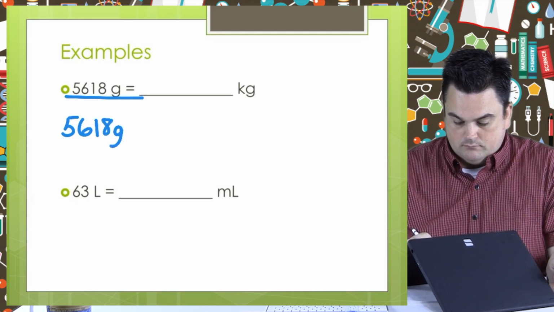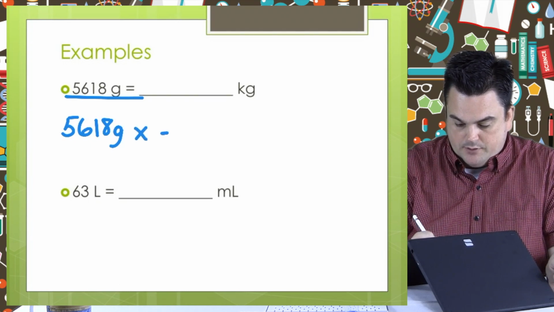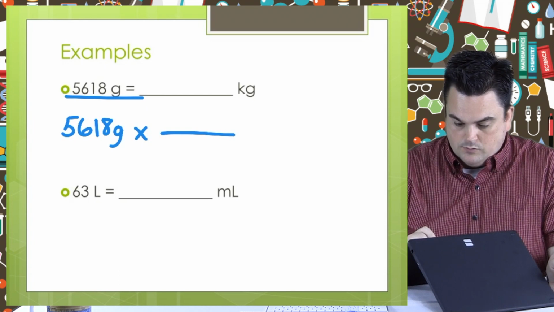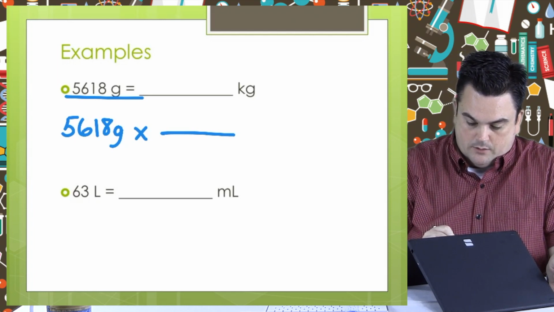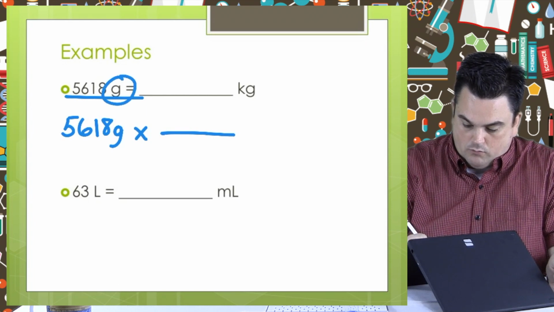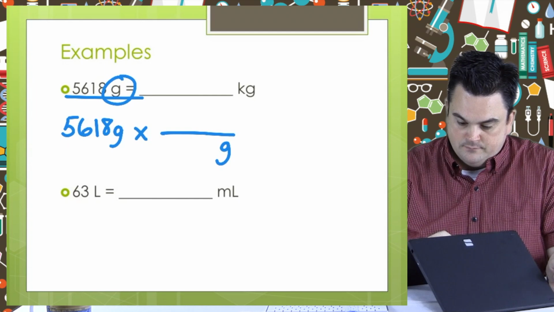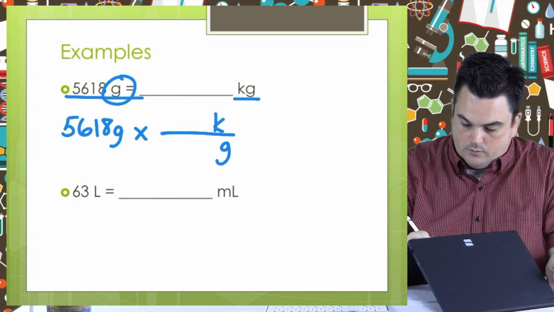Now we want to multiply by a conversion factor. My conversion factor will be a fraction. All right, now let's start with the unit that we want to cancel out. The original unit is going to go on the bottom. So what unit would that be? Okay, so I was given grams, so I'm going to write grams on the bottom. And the unit that we desire is what? It's kilograms, so kilograms will go on top.